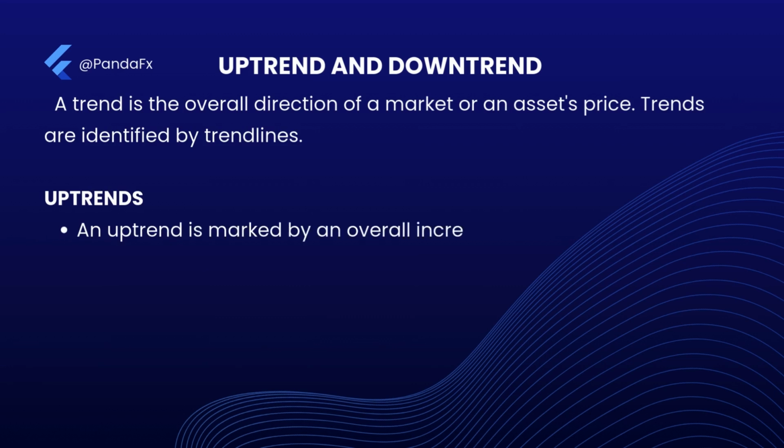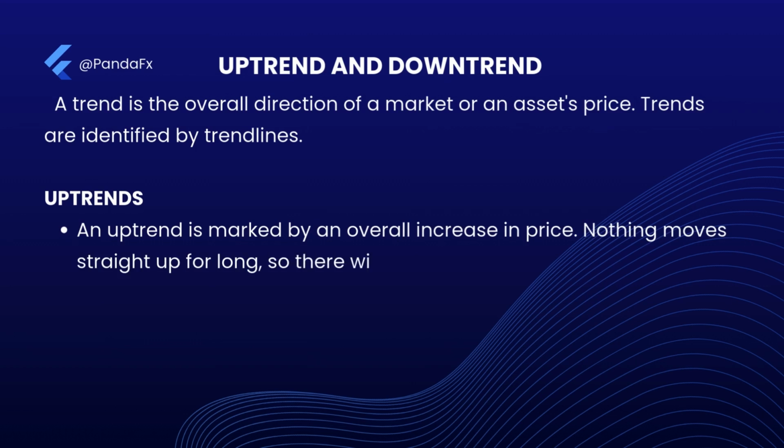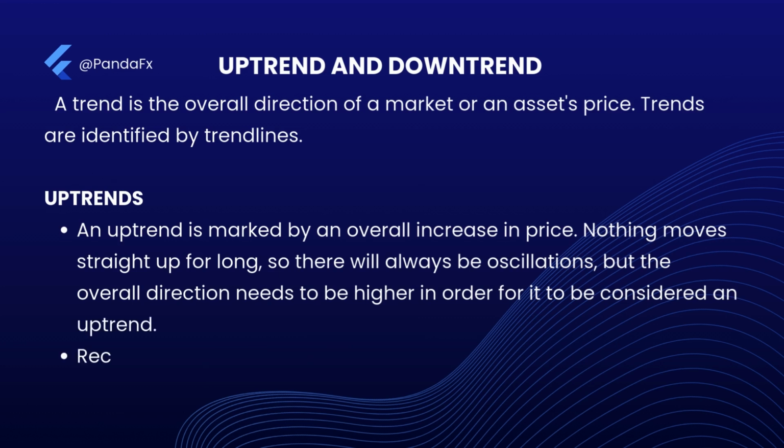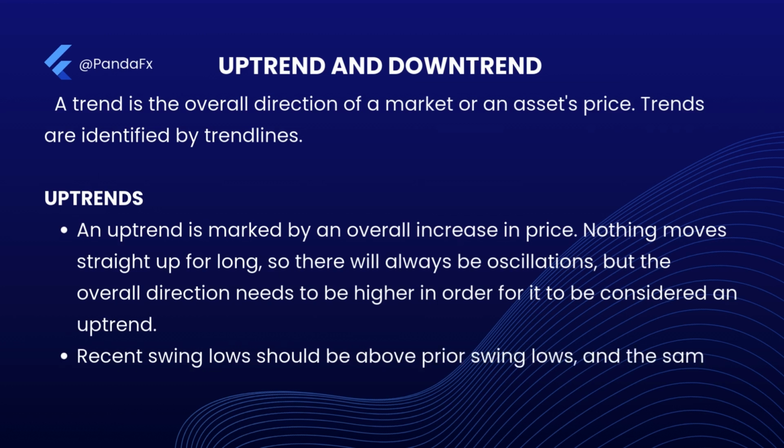So, what are trends? A trend is the overall direction of a market or an asset price. Trends are identified by trend lines, but it's actually really obvious. If price keeps making higher highs without making lower lows, that's an uptrend. And if price keeps making lower lows without making higher highs, or they make lower lows and then they make lower highs, then that's an example of a downtrend.